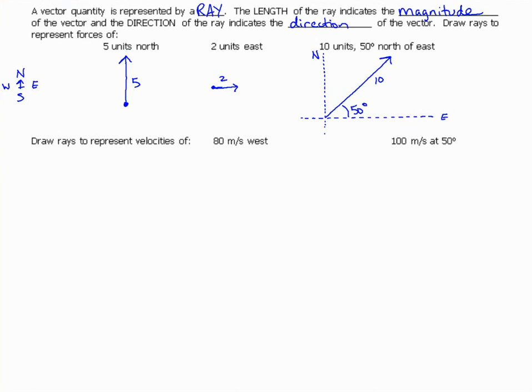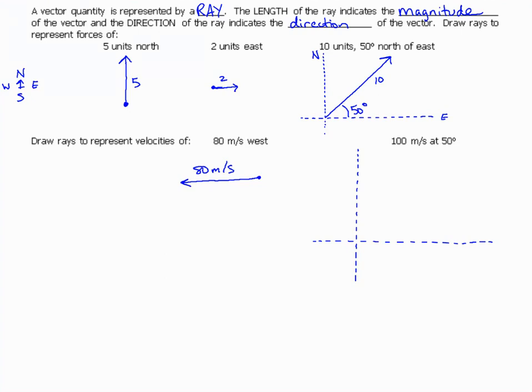Draw rays to represent velocities of 80 meters per second west. So west is this direction, and we'll say this is 80 meters per second. The next one, 100 meters per second at 50 degrees. So let's draw a little grid. So this one is slightly different.